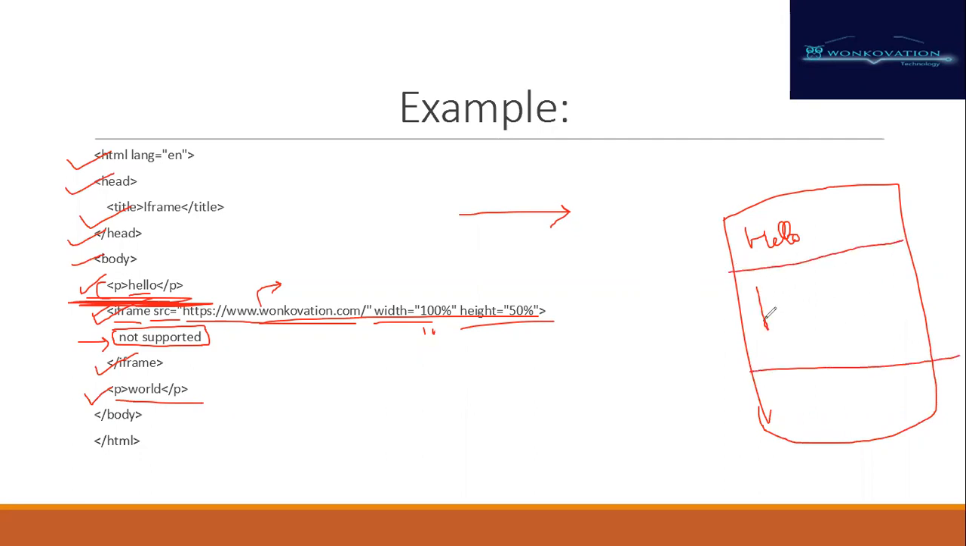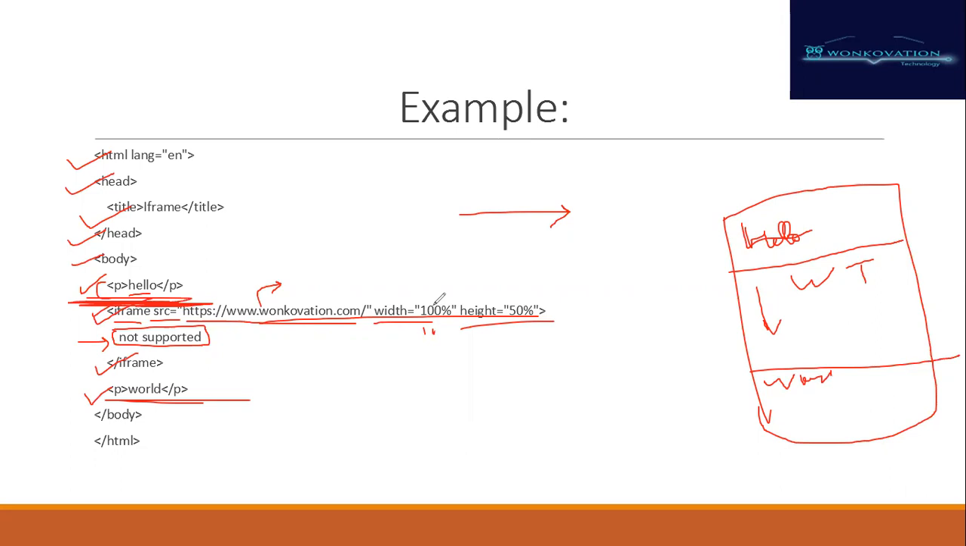This will contain the Wonkovision technology website over here. Then we are using another paragraph, which is world. So world will be up to here. So see, earlier in frames we were not able to write anything in the document, but in this there is no body.